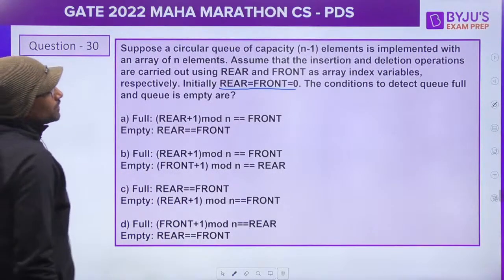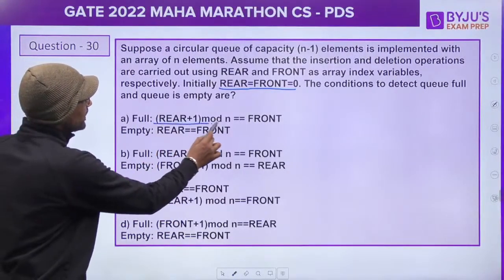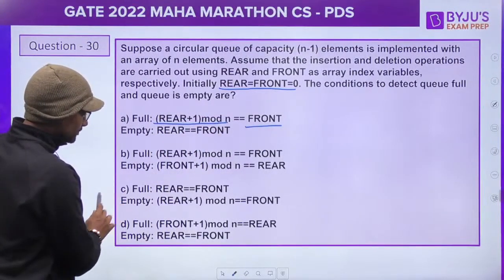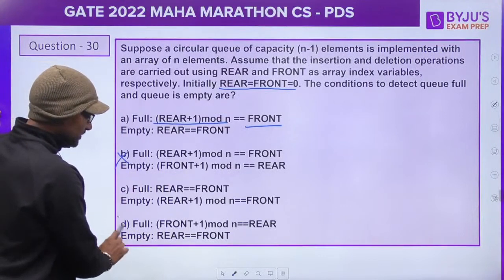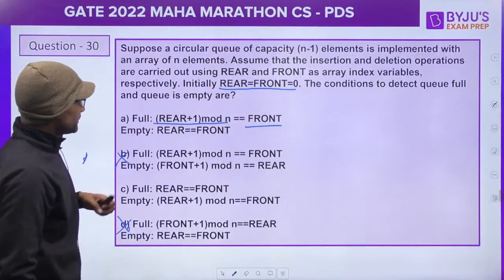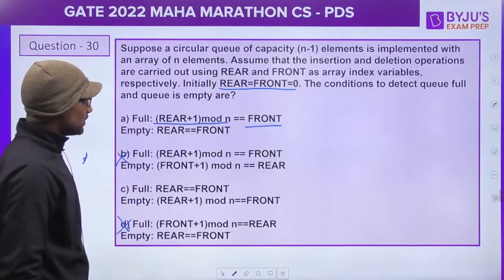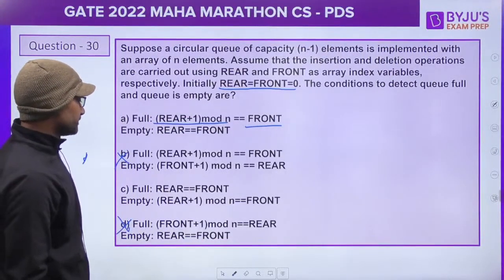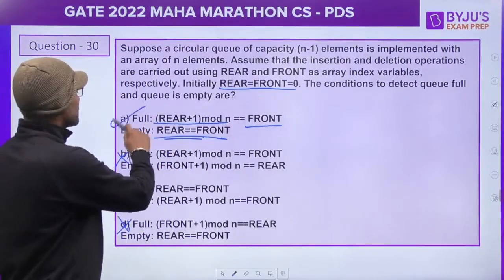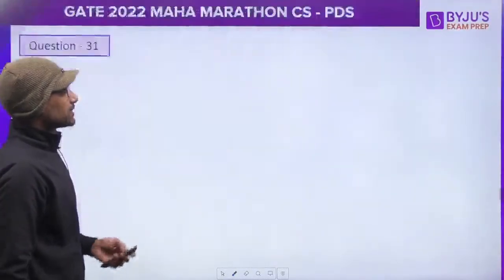It's a direct question. To detect whether the circular queue is full or not, rear plus 1 mod n should be front. So you can eliminate options C, B and D. Then how can you check whether the circular queue is empty or not? Rear equals front. So it is option A. It's a direct question.